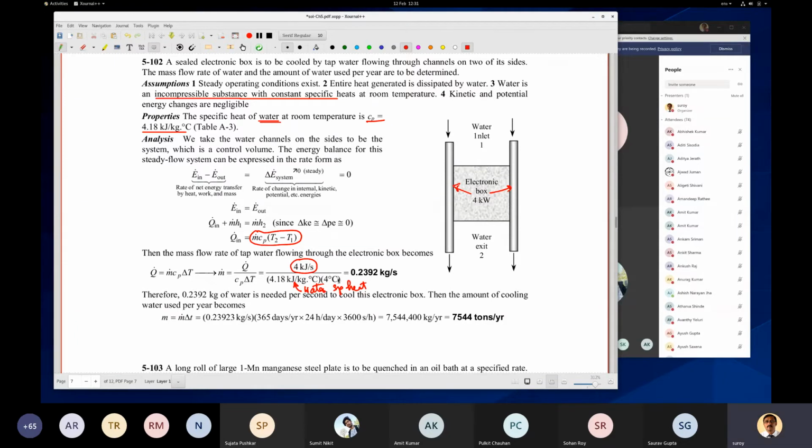So you can see that this is the amount needed to be able to transfer 4 kilojoules per second, 4 kilowatt. So you need to have this much of flow rate. Otherwise, if you don't have this flow rate, the temperature will be different.